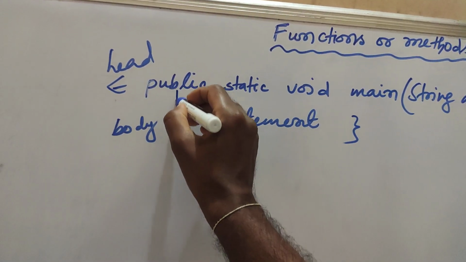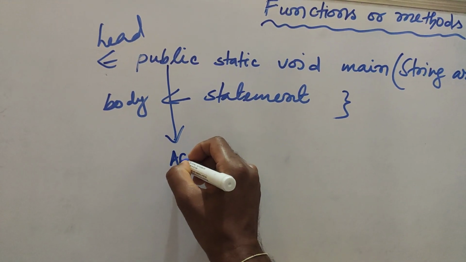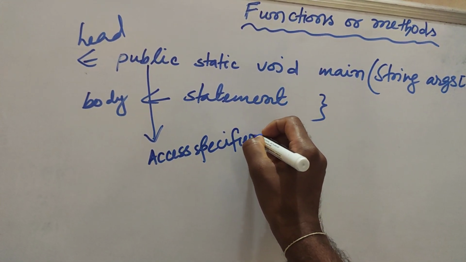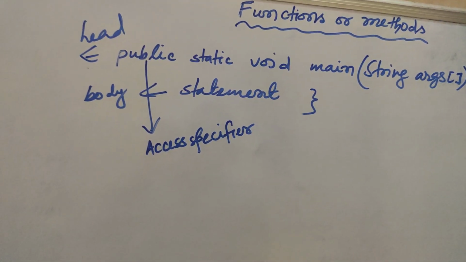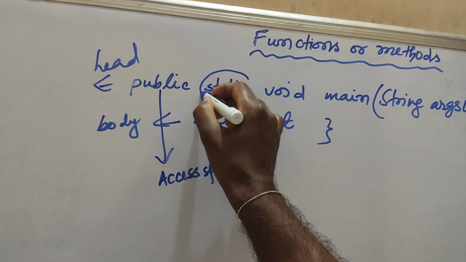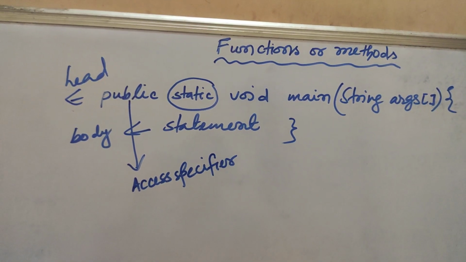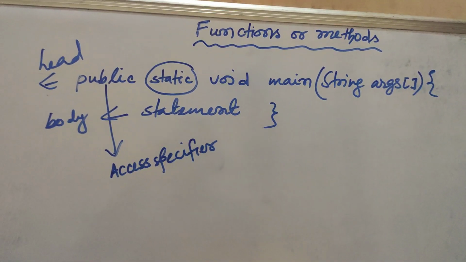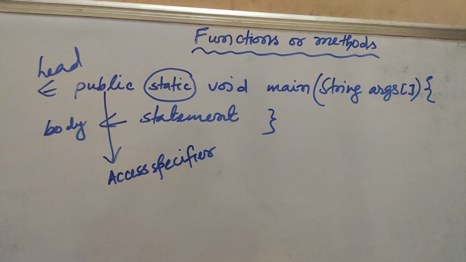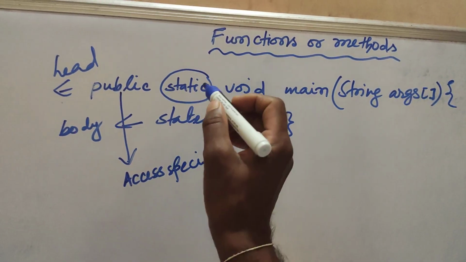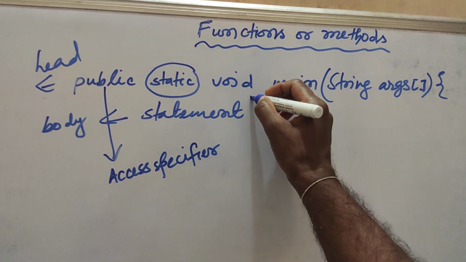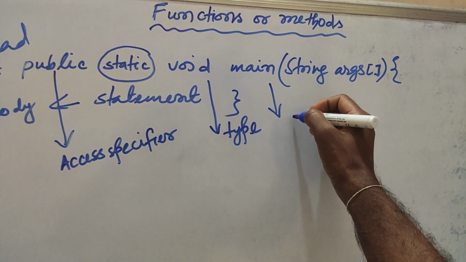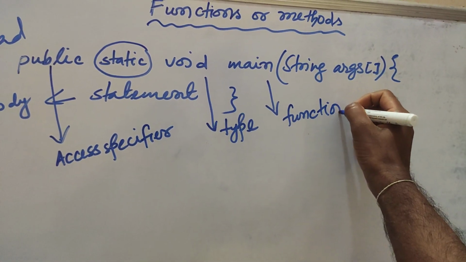So first, what is this? Public is the access specifier. Access specifier. Static, if we give it then okay, if we don't give it then also okay. If we give static, we need not create an object for that function, it will be called directly. When we run the function, we need not create an object if the function is static. Void is the type of the function, and this is the function name.